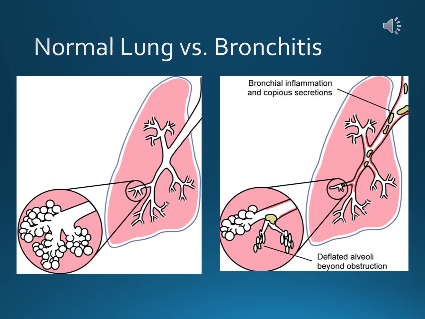This is another diagram of a normal lung, in which you can see all the alveoli and their little sacs, grape-like clusters. And then compare that to bronchitis. You've got inflammation and copious secretions in your airways. And what happens is these secretions block the airways, as you see in the little cutout, and the alveoli are deflated because they don't get any air in them to keep them open. And so they're obstructed by the secretions. And no gas exchange takes place in those obstructed, deflated alveoli.